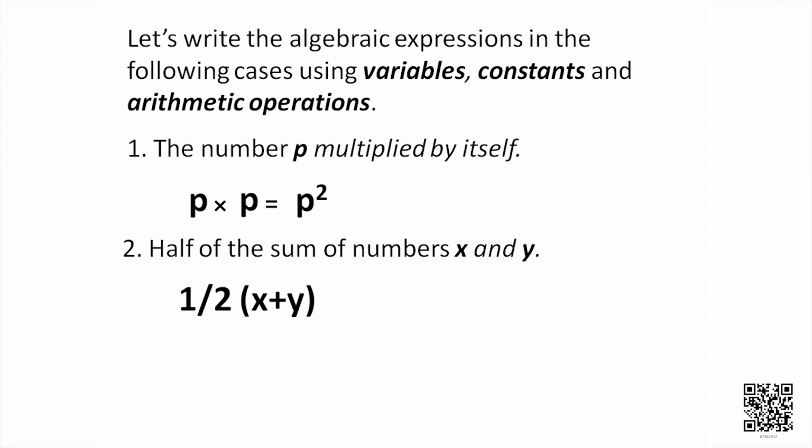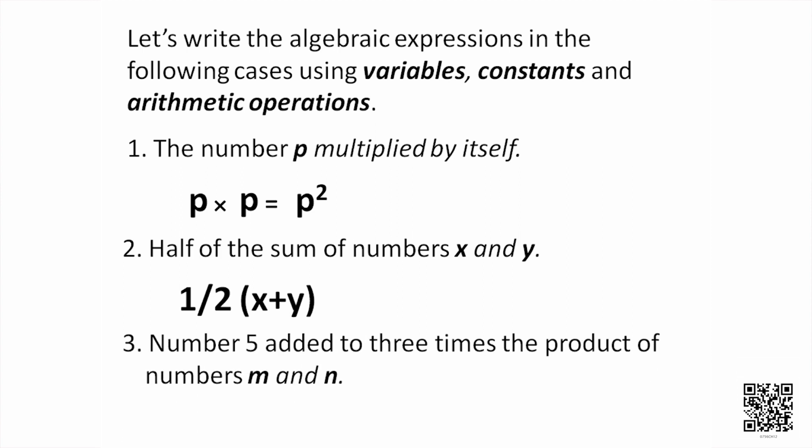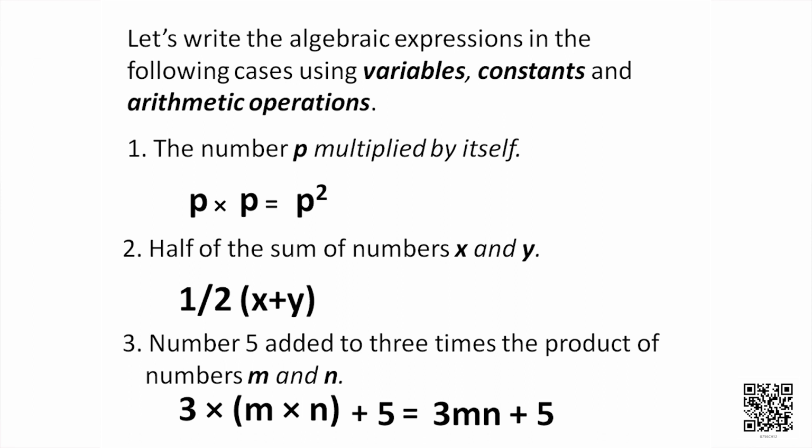Alright, let's look at another example. Number 5 added to 3 times the product of numbers m and n. So look at these words carefully, product of m and n, and then 3 times that product, and then what we are going to do, we are going to add. So 3 times m and n plus 5 gives you 3mn plus 5. This is the algebraic expression made for the statement, number 5 added to 3 times the product of numbers m and n.